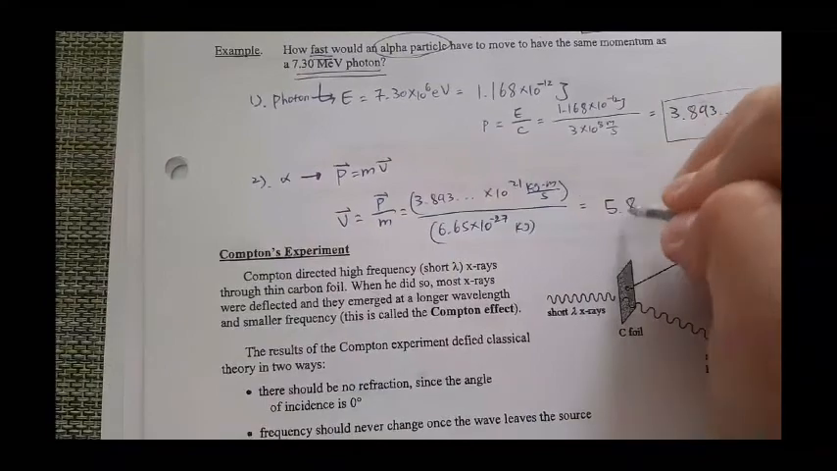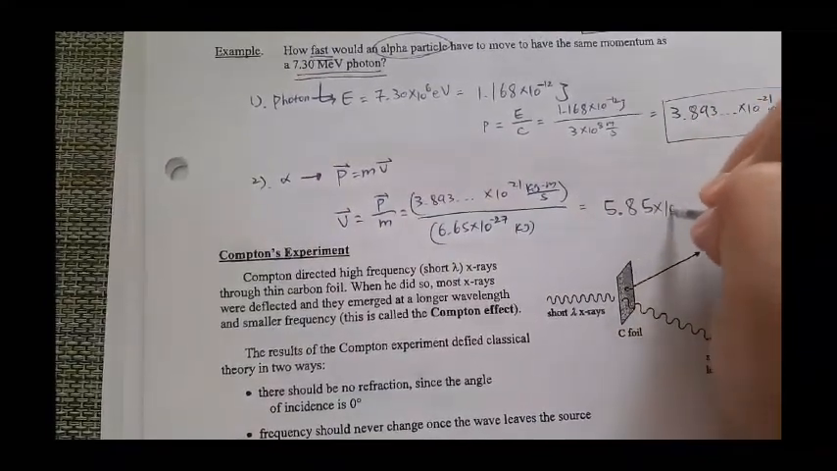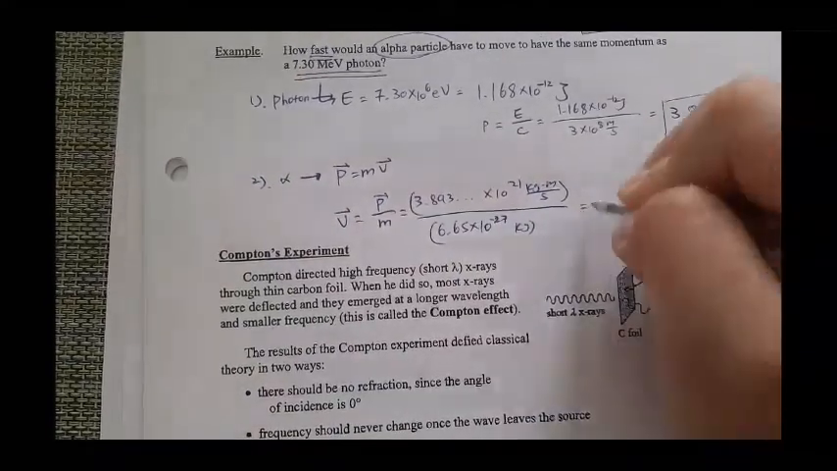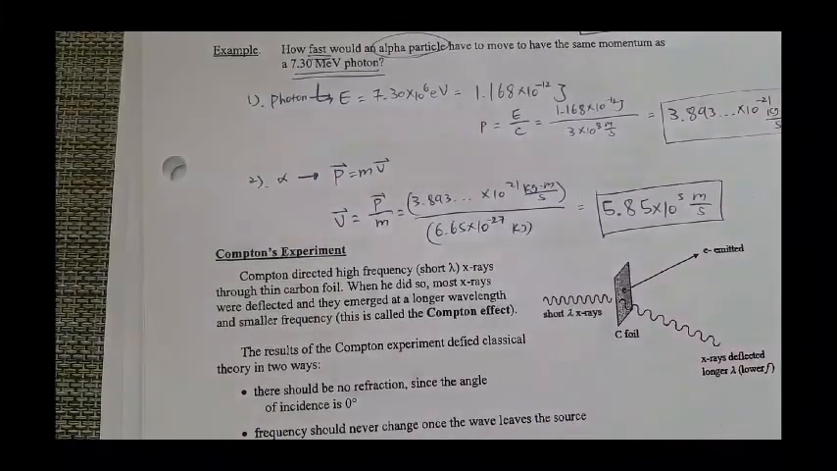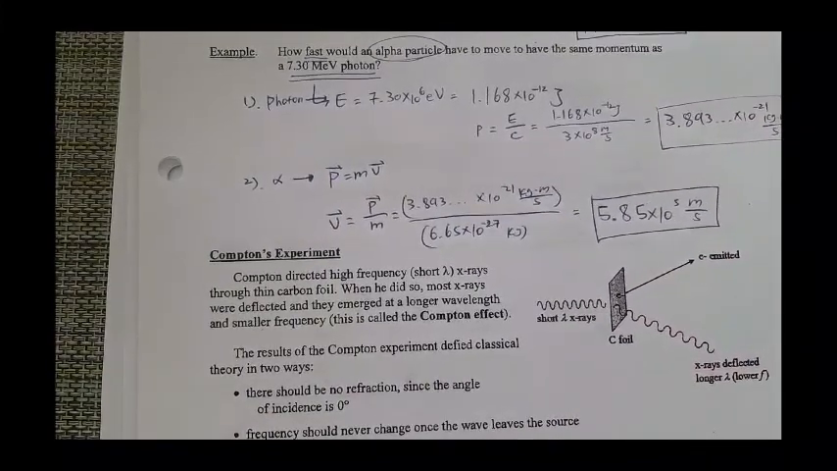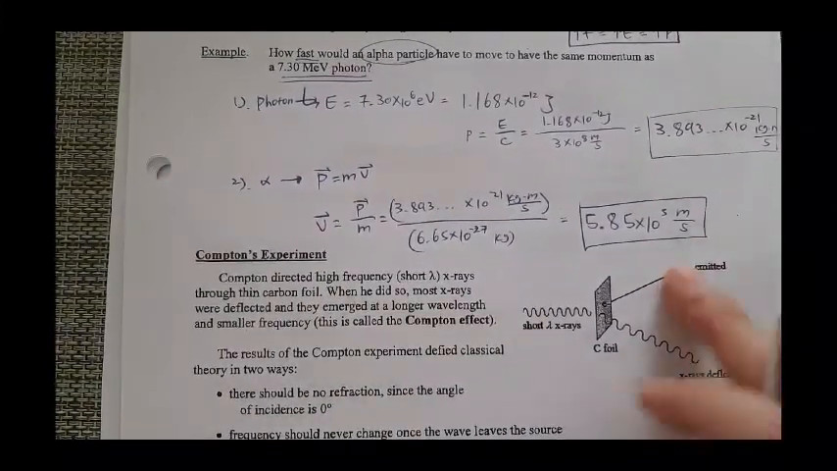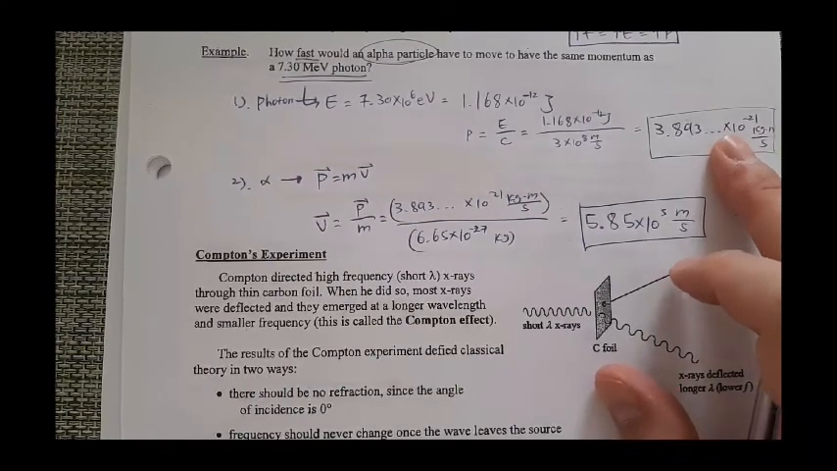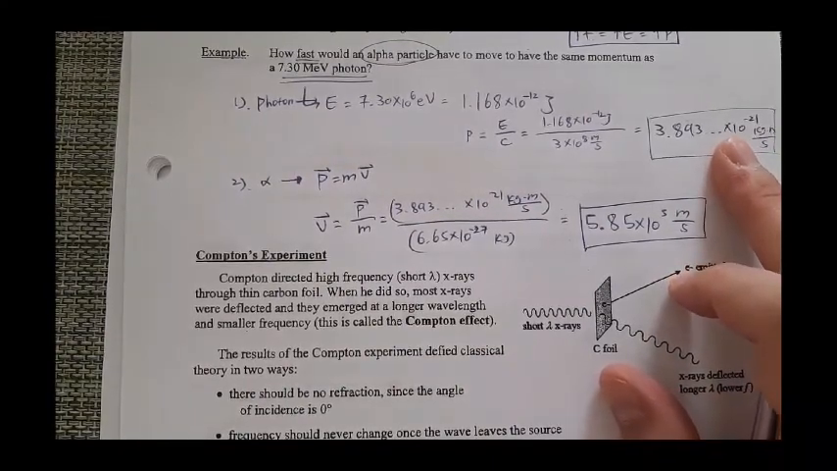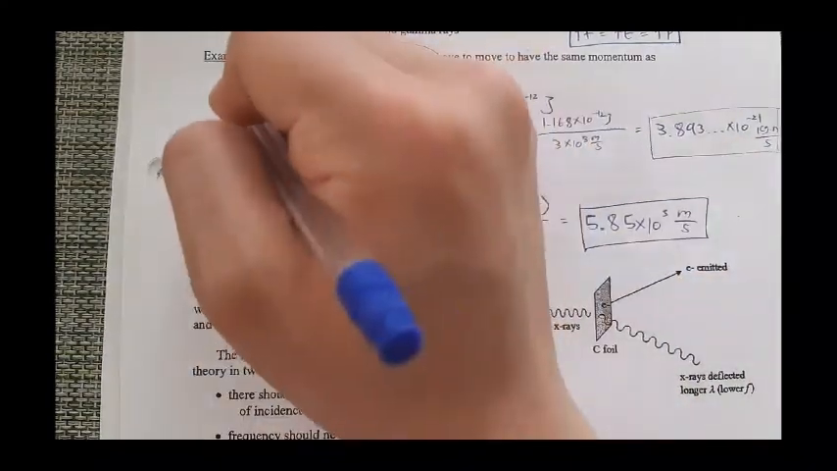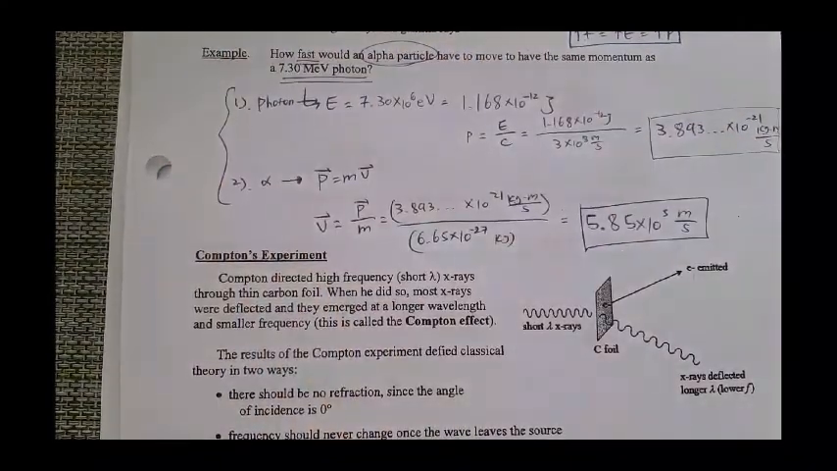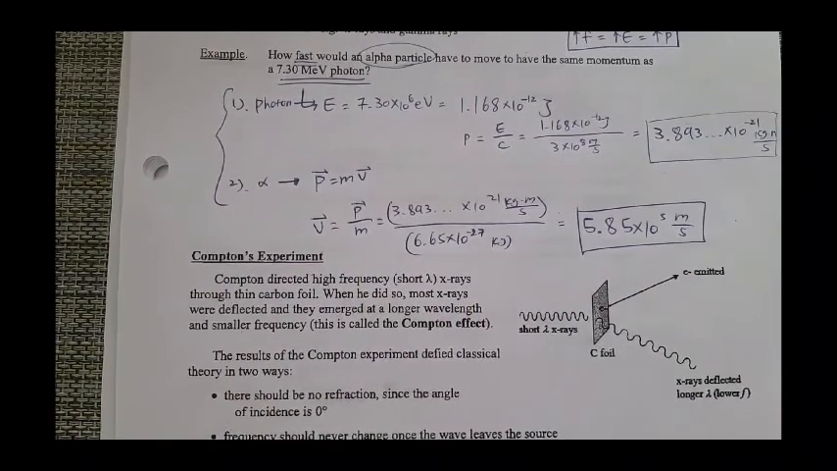Then you have 5.85 × 10^5 meters per second. That is the speed an alpha particle has to possess to achieve the amount of momentum possessed by the photon. So know what formulas to combine. Everything is algebra. Everything is an algebraic method. In diploma questions, you will see algebra situations.